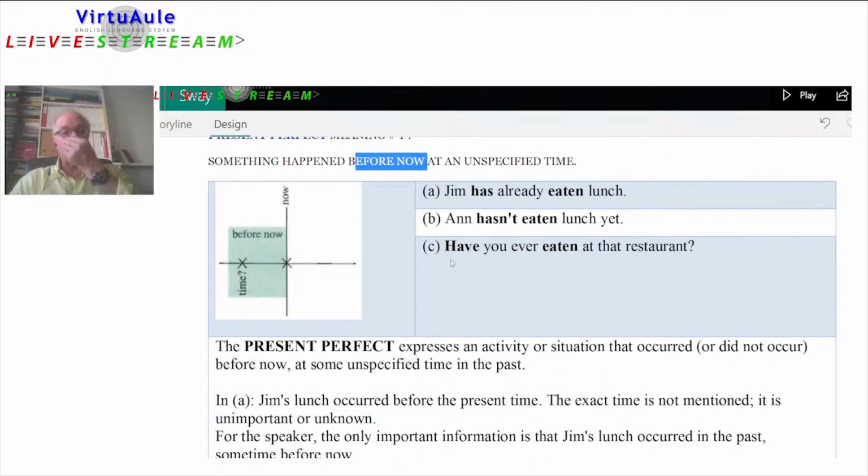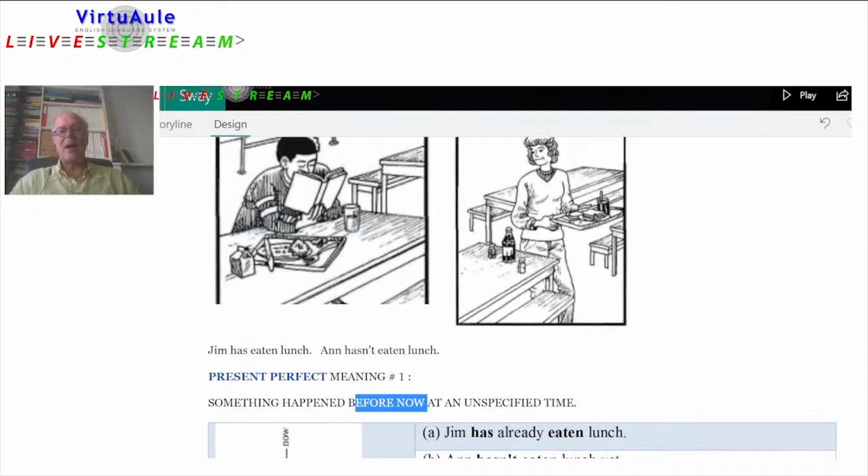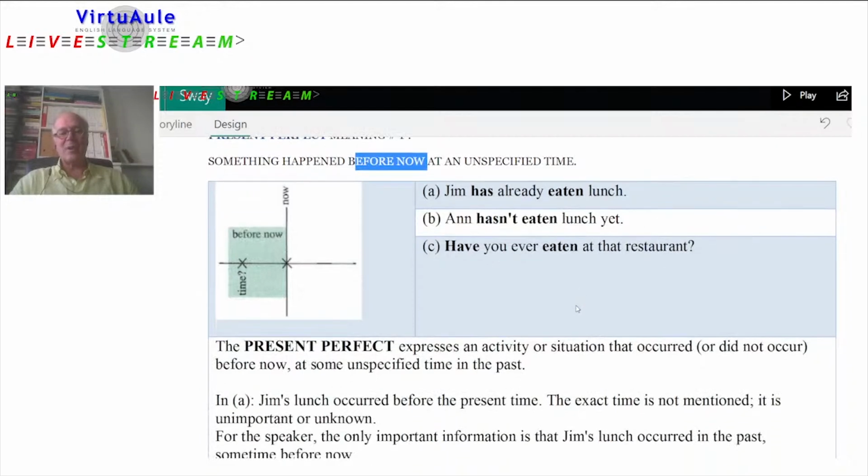So it's something that happened before now, or something that didn't happen, hasn't happened, like in Anne's case. Jim has already eaten lunch. This is a time before now, but we don't know exactly when he ate. It's not important. Anne hasn't eaten lunch yet. She hasn't eaten. That experience has not happened up to the present. Maybe she will start eating lunch in 1 second. But when I speak, she hasn't eaten lunch yet. Have you ever eaten at the restaurant? Have you ever eaten is the question. So I'm asking about if that has ever happened.